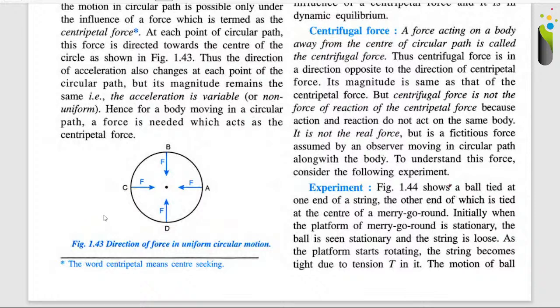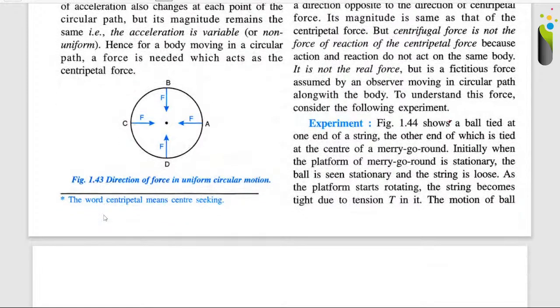But centrifugal force is not the force of reaction of the centripetal force because action and reaction do not act on the same body. It is not the real force, but is a fictitious force assumed by an observer moving in circular path along with the body. To understand this force, consider the following experiment.